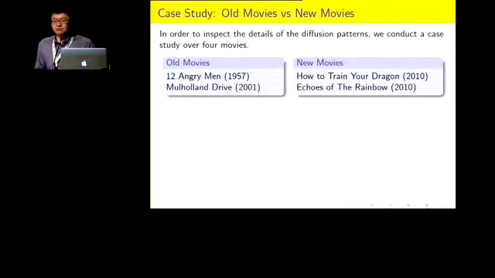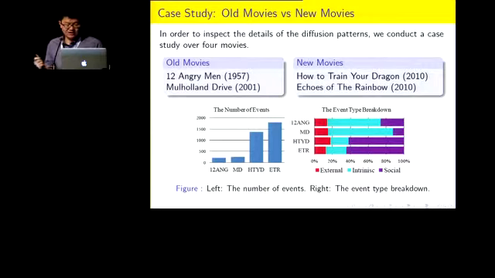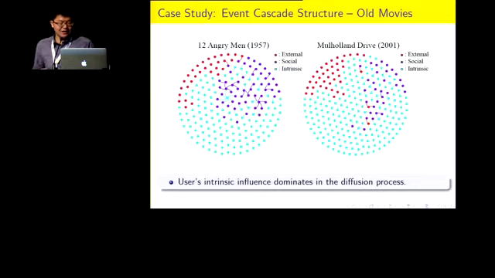2 of them are old movies and 2 of them are new movies. And here are some overall results of these 4 movies. The left is the number of the events and the right is the event breakdown. And here we then show the detailed event cascade structure of the 2 old movies. In this figure, each dot represents an event, and the different colors represent different event types. And if the event is triggered by others, there is a link connecting these 2 events.